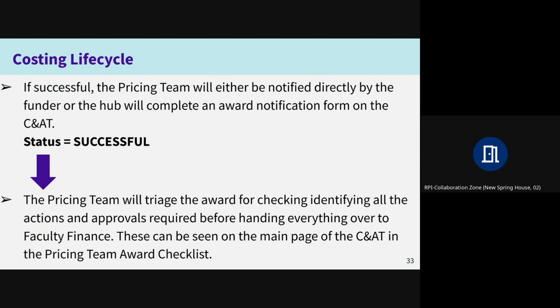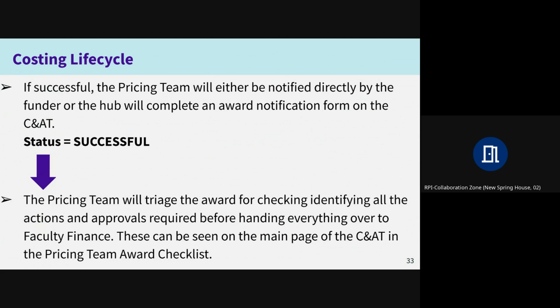And then if it's successful, there's various routes in this instance, but the pricing team are notified via an award notification form on the costing and awards tool, done by the hub. So the first point of contact is always the hub when something's been awarded. Sometimes we get notified directly, but we're looking at all this because it's a big project to try and improve this process, because it's a bit confusing. It's about who to go to and when. So we are going to hopefully make it easier.